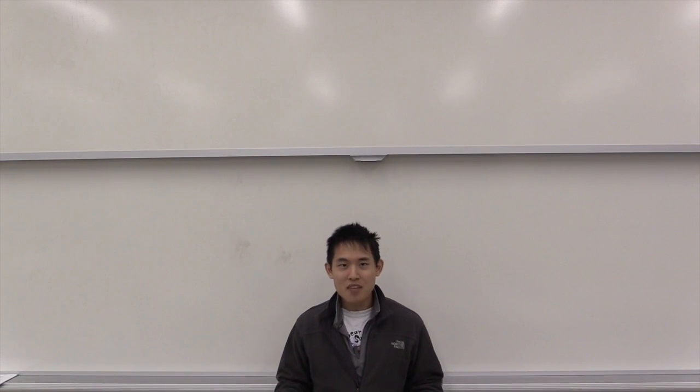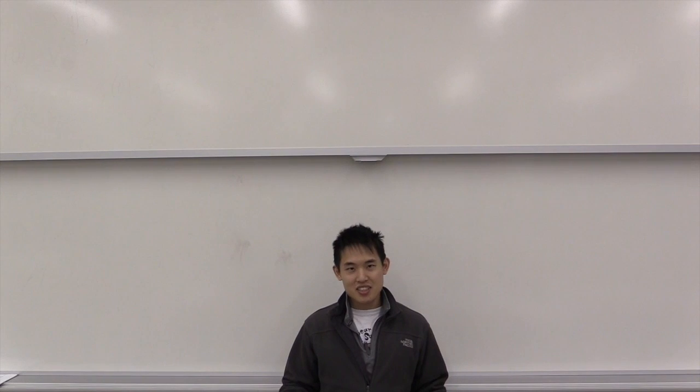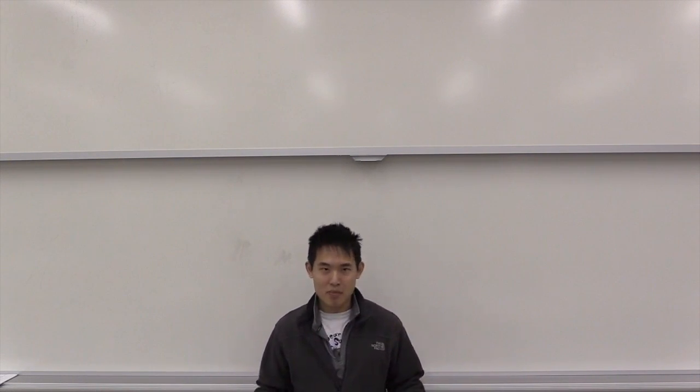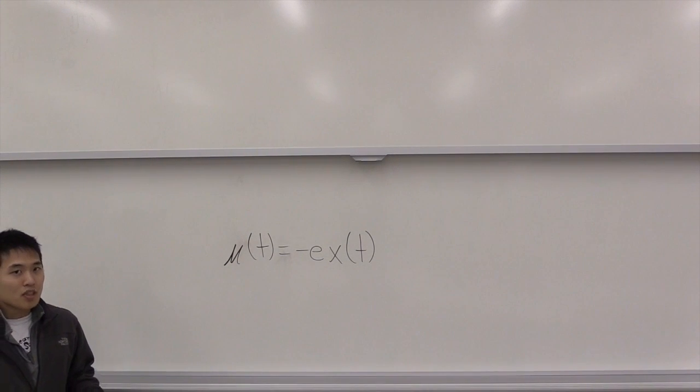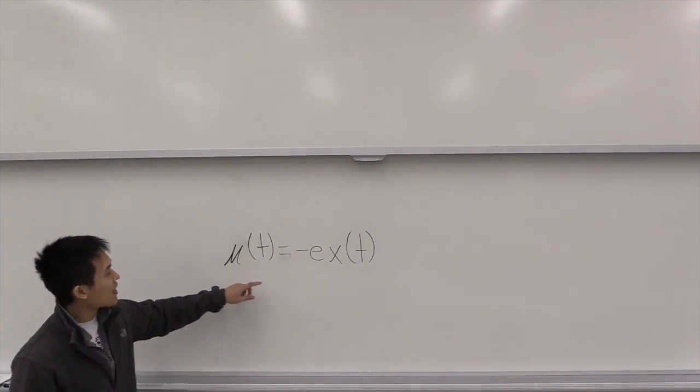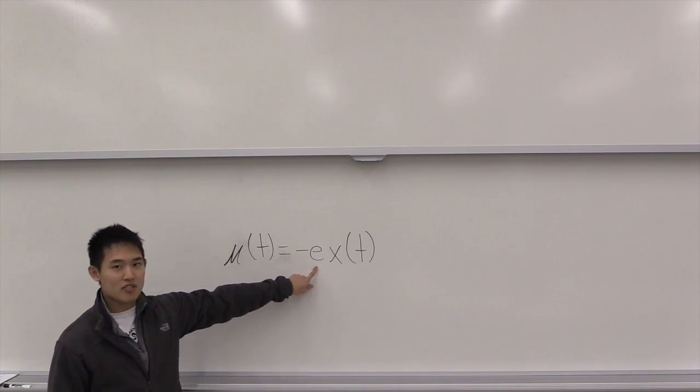Remember from intro E&M that when two charges have equal but opposite charge, when you separate them by a distance d, they create a dipole moment given by the magnitude of the charge times the displacement. For a hydrogen atom, the dipole moment mu of t is given by negative e times x of t, where negative e is the charge of the electron.